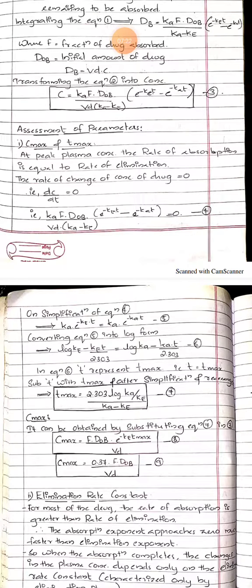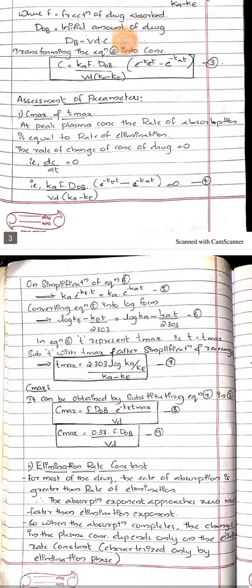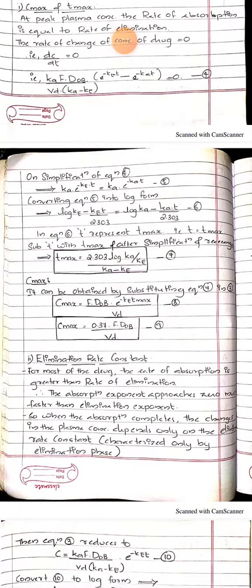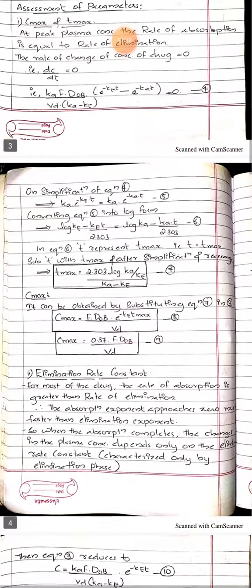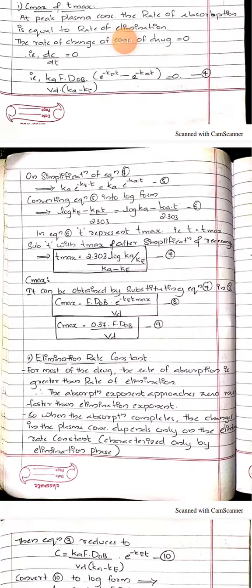At the peak plasma concentration, the rate of absorption is equal to the rate of elimination, so equation 3 is equal to 0. Then we will be going for some simplification steps. Those two or three equations you have to learn by heart. So you will get T max and C max. These are the two parameters. The next two important parameters are the elimination rate constant and the absorption rate constant.